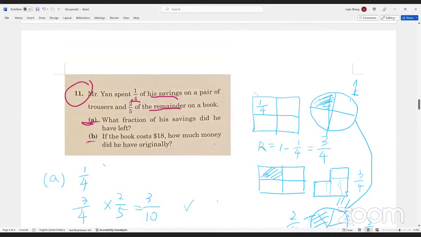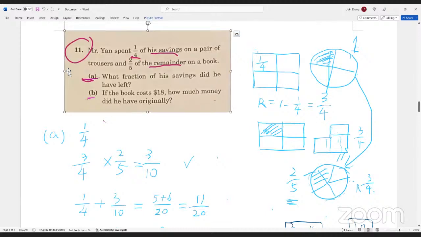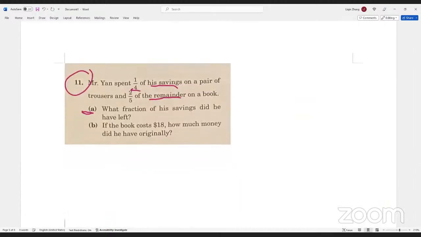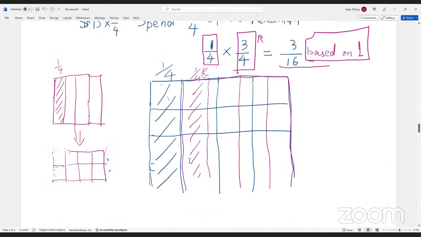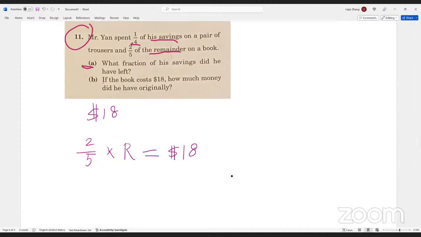Okay, so this one is a bit hard, right? So let me copy the question to here. So if the book cost $18 and we have the answer to A, the left is 9/20. So we know the fraction, right? The book cost $18 and the book cost 2 out of 5 of the remainder, right? So 2 out of 5 of remainder equals $18, right?